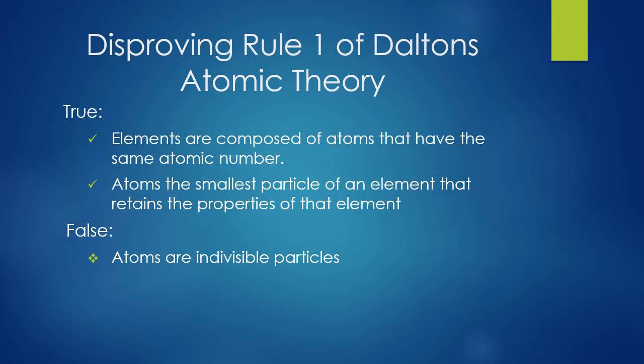So let's look at Postulate 1 and why it has been disproved. What's true about the first postulate is that elements are composed of atoms that have the same atomic number. That's still proven true. What's also still true is that atoms are the smallest particle of an element that retain the properties of that element. The false part of that postulate is that atoms are indivisible particles. That is not true. Atoms are not indivisible particles. We can actually split atoms now with technology that we've learned.